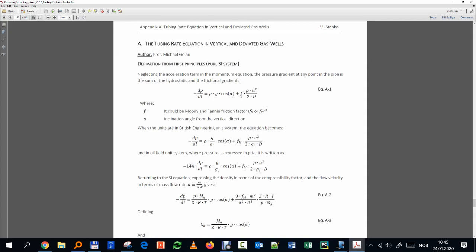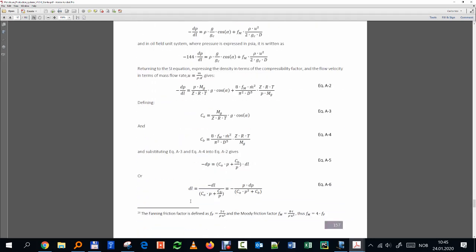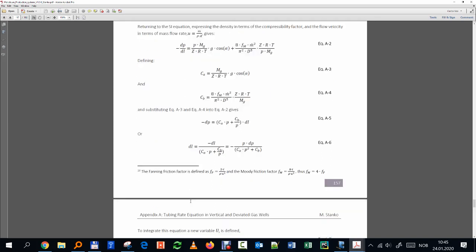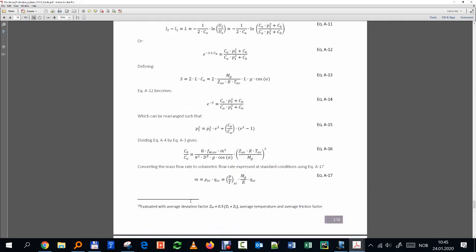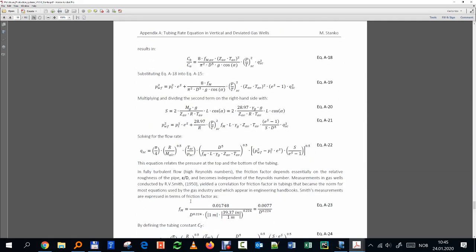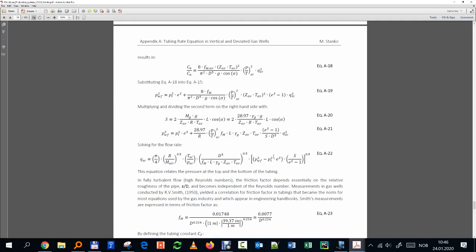So you start with the Bernoulli equation, and then you have some variation of density because gas will change density with pressure. So you have to use the real gas equation with the deviation factor, and then you have to integrate that between bottom hole pressure and wellhead pressure. And that is what you end up with. So that's how it looks.